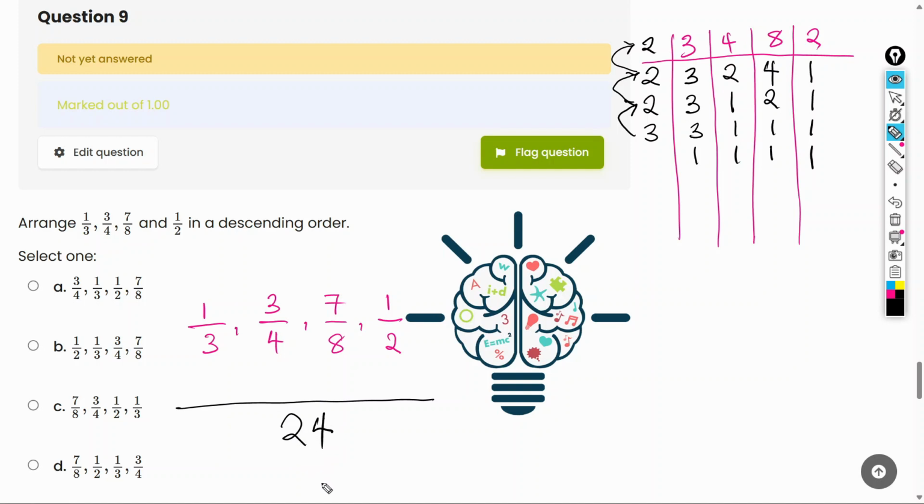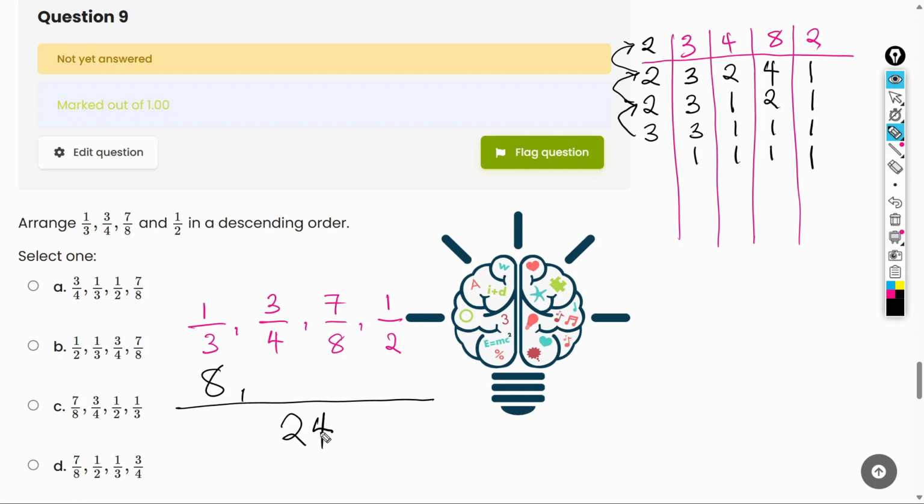Now the next thing to do is to divide by our denominators and then multiply those answers with our numerators. So 3 into 24 is 8. 8 times our numerator 1, that's 8.